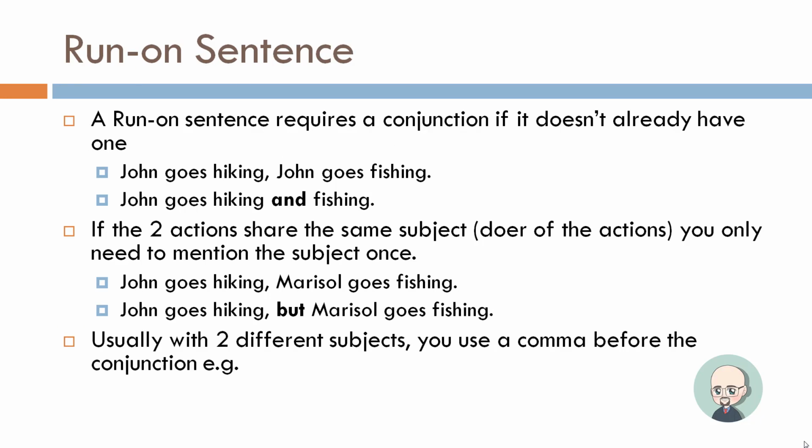A run-on sentence. A run-on sentence requires a conjunction if it doesn't already have one. John goes hiking. John goes fishing. John goes hiking and fishing. See, we tossed "and" in there. If the two actions share the same subject, doer of the action, you only need to mention the subject once. John goes hiking. Marisol goes fishing. John goes hiking, but Marisol goes fishing. Usually with two different subjects, you use a comma before the conjunction.